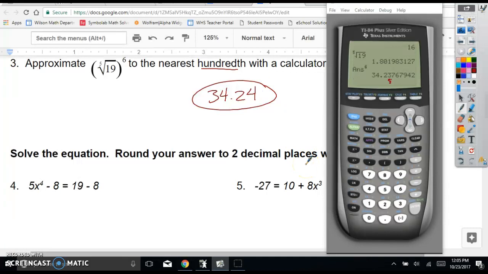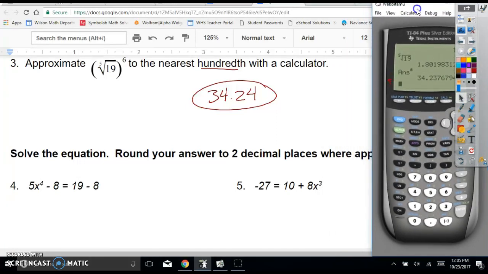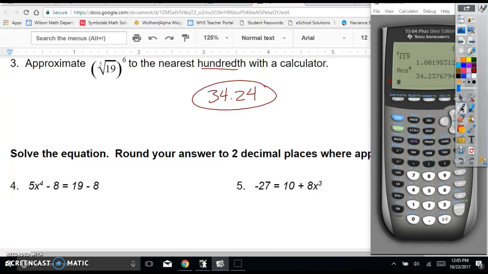And moving down to solve your equations, we're again rounding to 2 decimal places. I'll have to move my calculator out of the way so you can actually see the work. And eventually I'll go back to the calculator and type it in. So I'm going to do 19 minus 8. And 19 minus 8 here is 11. And then I'm going to add 8 over to get 5x to the 4th equals 19. Divide by 5, to get x to the 4th equals 19 fifths.